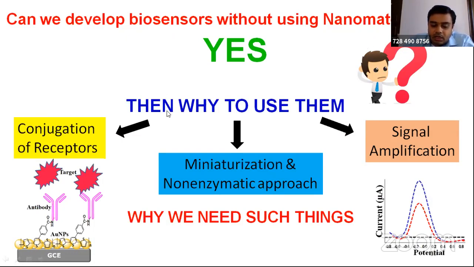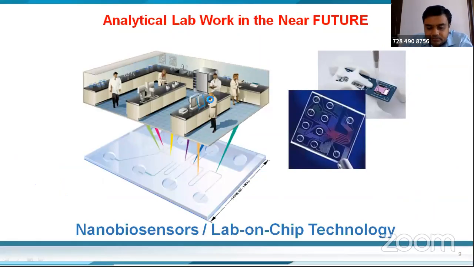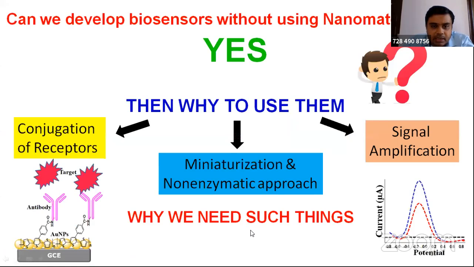So now the another thing is what? Then why are we using them? Why do we need a nanomaterial in the matrix? Why do we need a nanomaterial in the matrix, right? So the answer is basically there are many answers. There are many sub answers. There are many things. But the major thing in this case is the conjugation of the bioreceptor. The second is the miniaturization and non-enzymatic approach. And the next is the signal amplification.